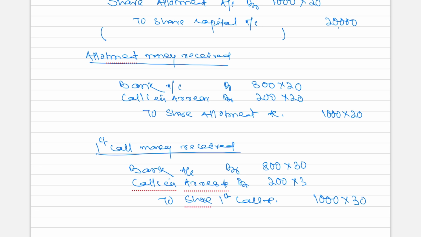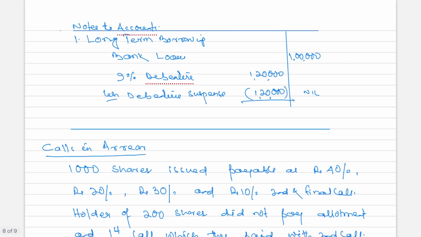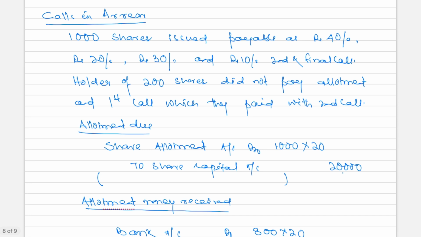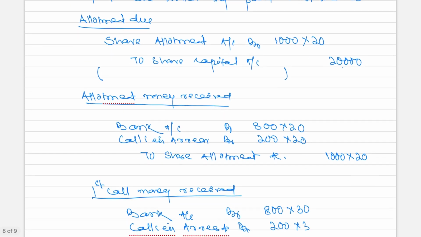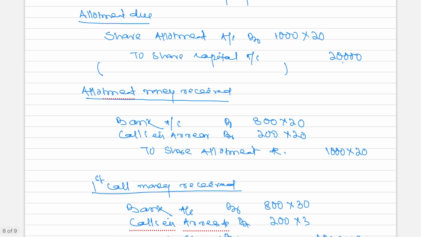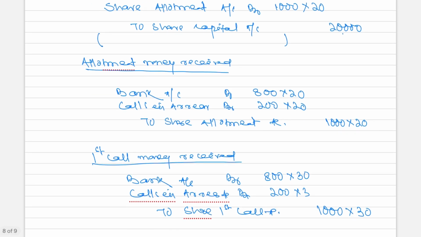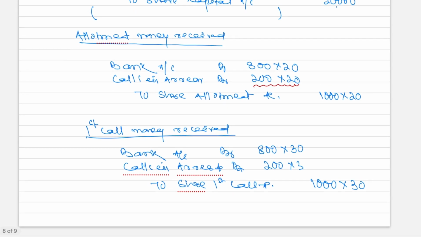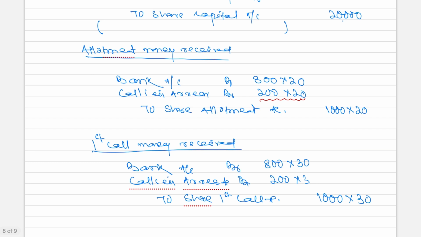Right? I have not recorded the due entry; you will write it on your own. Then we have to pass the due entry for the second call. The due entry will be share second and final call account debited to share capital, that is 1000 into 10. And now we will receive all the calls in arrear money, this one as well as this one. All the money we will receive now.